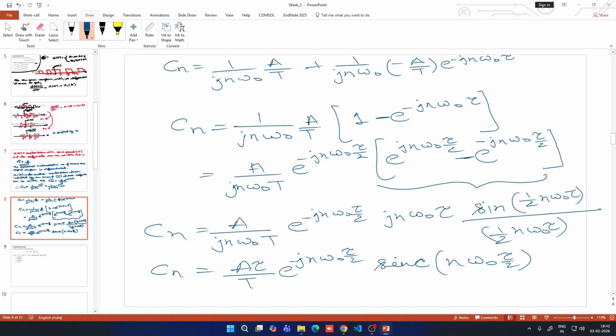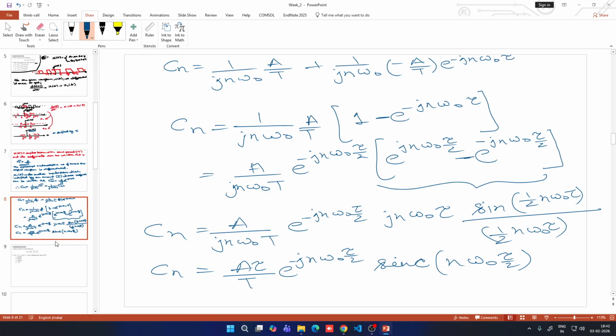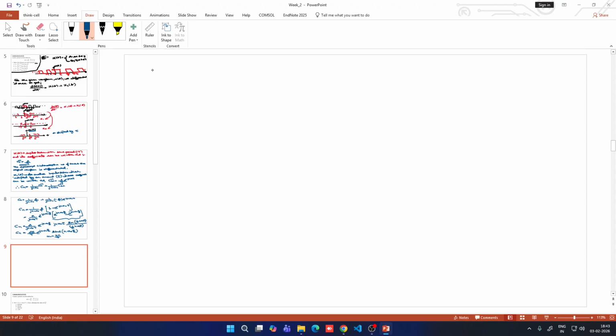But in the options, instead of omega naught, it is given in terms of T. So we can substitute, because we know that omega naught is 2 pi by T. If we replace omega naught with 2 pi by T in this Cn, we will get Cn as a tau by T e to the power minus jn pi tau by T, so I have replaced omega naught with 2 pi by T, and here sinc of n pi tau by T.